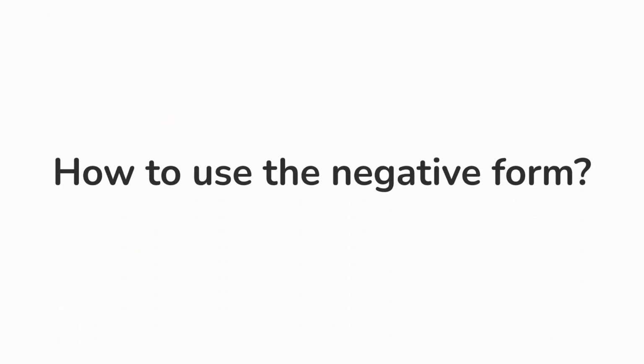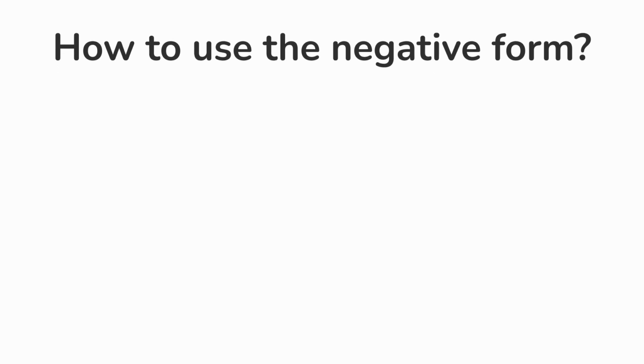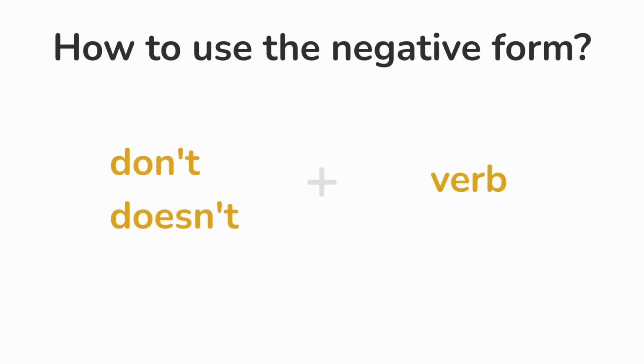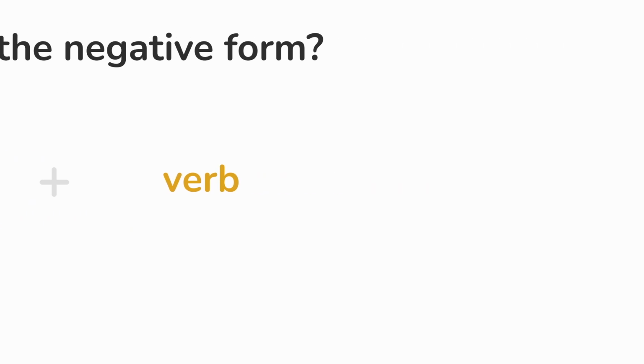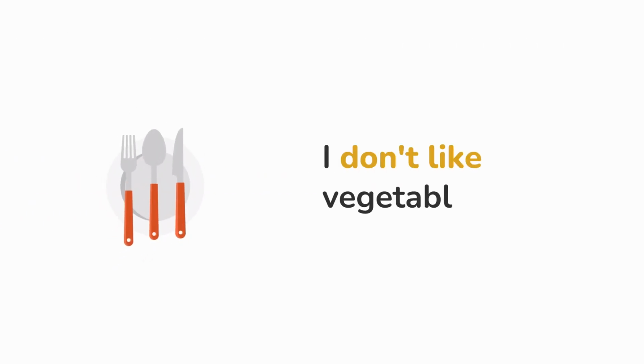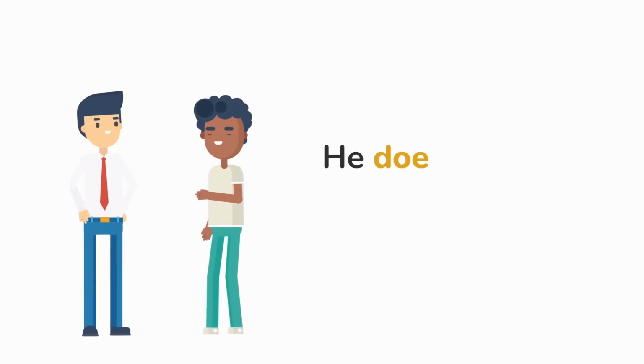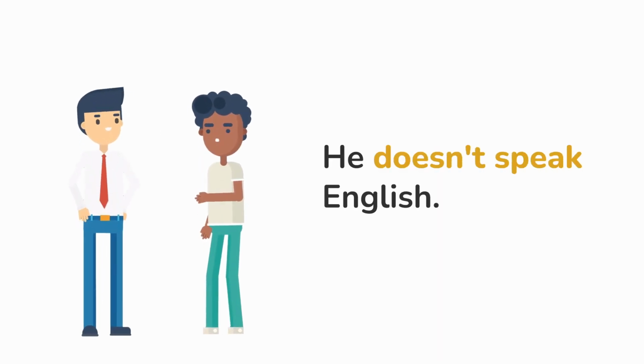How to use the negative form of simple present. To create the negative form, we use don't or doesn't and the base verb. For example, I don't like vegetables. He doesn't speak English.